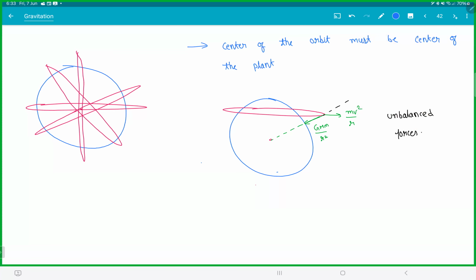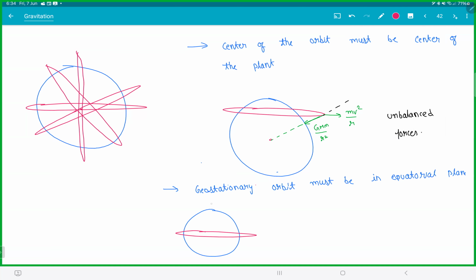And on top of it, geostationary is even more special. A geostationary orbit must be in the equatorial plane. Just having 24 hours won't do, meaning you are in a very specific orbit. Think of it like this: if you rotate with the Earth's rotation, then you will think you are stationary, no?